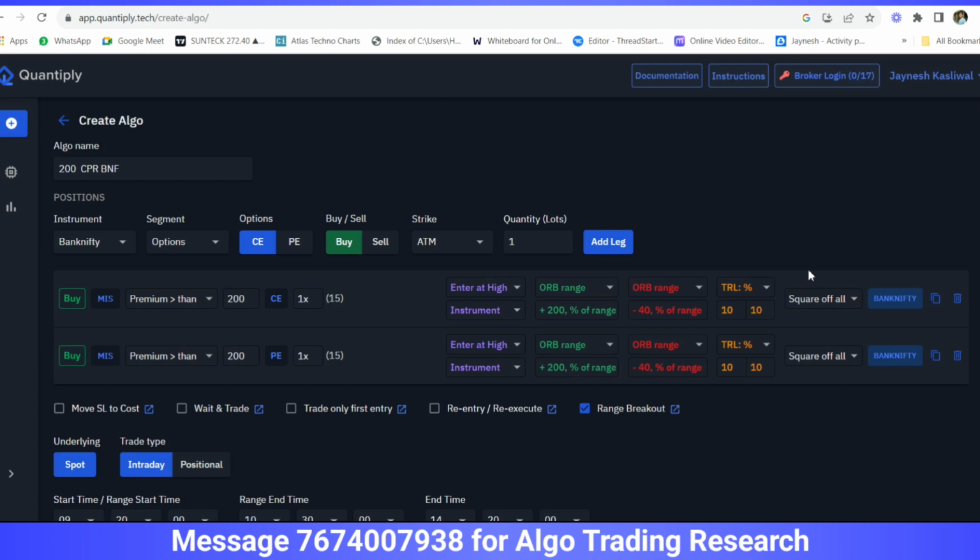Mostly we have finished everything about range breakout strategies. What is the logic in Stockmock? What is the logic in Quantiply? And how do we configure the strategies from Stockmock to Quantiply here?